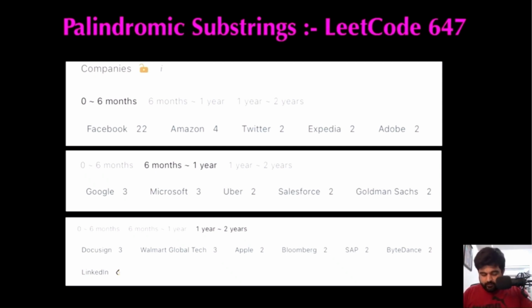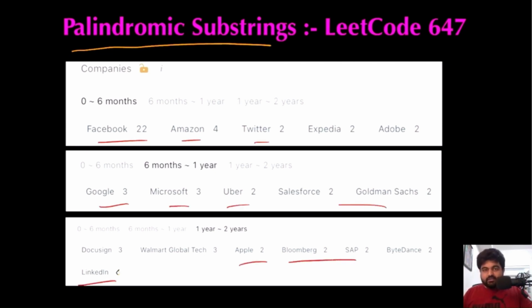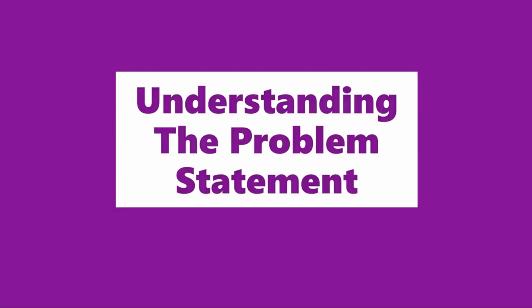Today we are going to do the palindromic substrings LeetCode problem, and some of the companies that have already asked this question are Facebook, Amazon, Twitter, Google, Microsoft, Uber, Goldman Sachs, Apple, Bloomberg, and LinkedIn. That's why I'm paying my utmost attention. I hope you also enjoy the video.